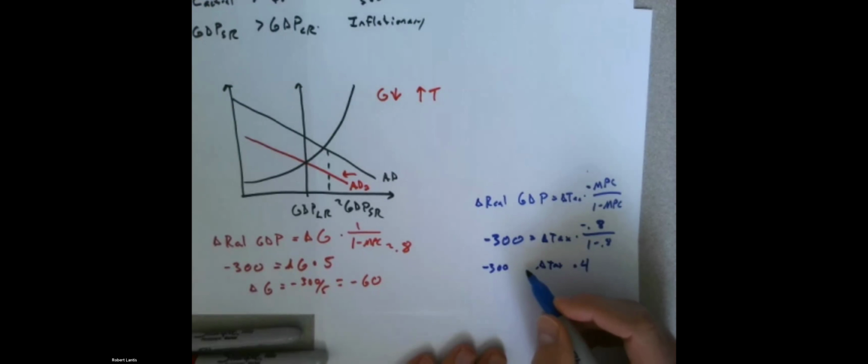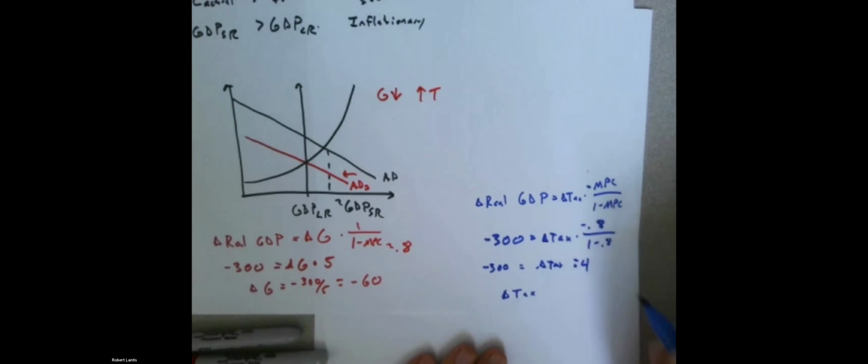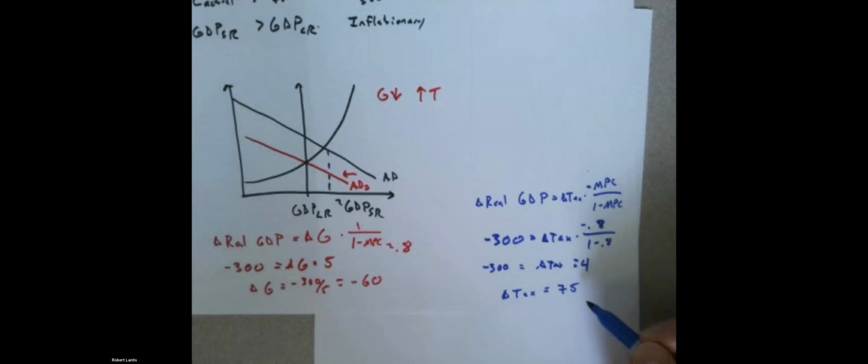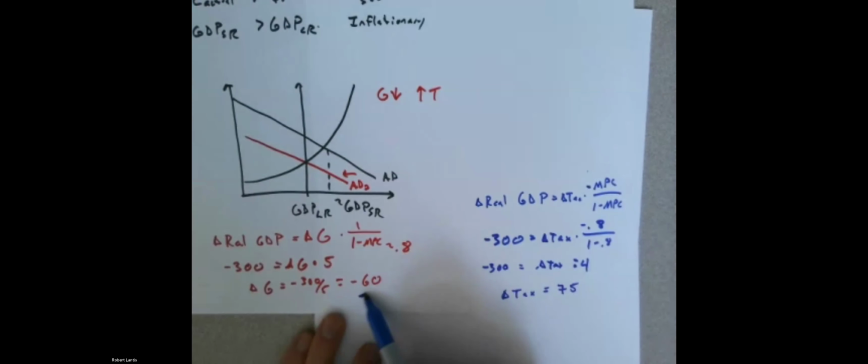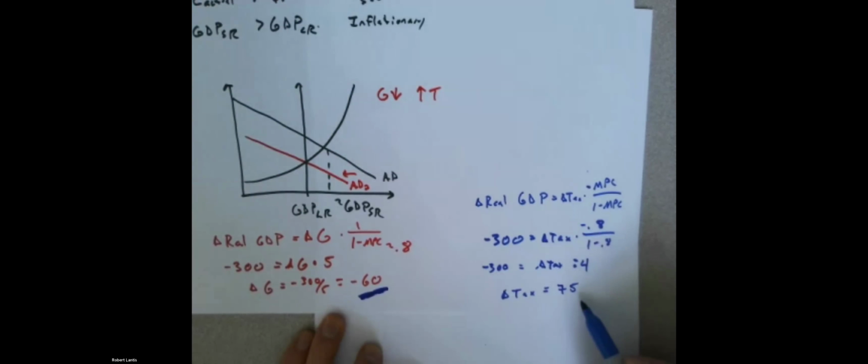Yeah. So do the math here. The change in taxes that we would need, and there's a negative sign up front here, would actually be what? 300 divided by 4, which should be 75. Now notice here, negative divided by negative is positive because if we want to decrease GDP by 300, we either need to decrease government spending or increase taxes.